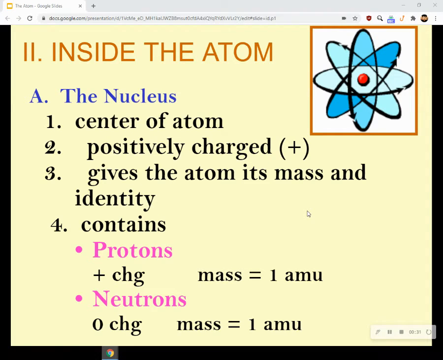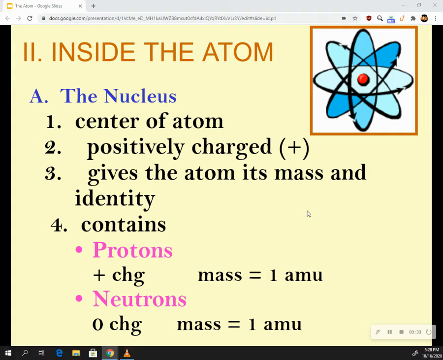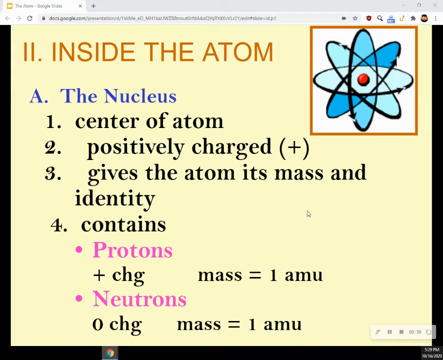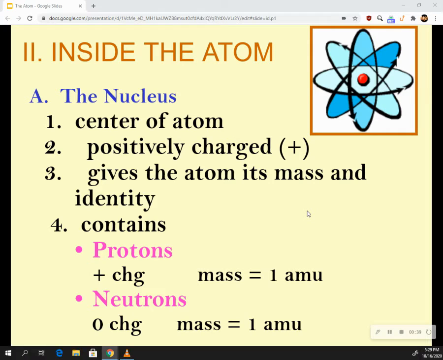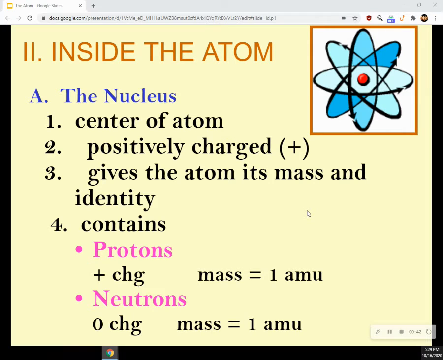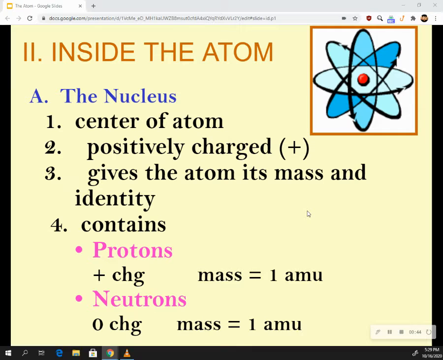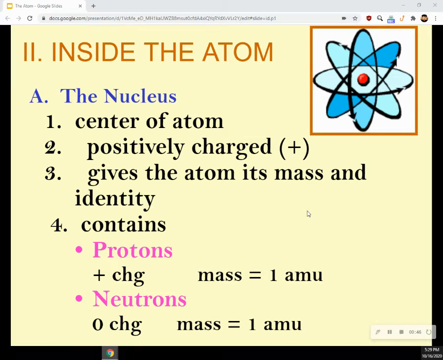So when you look at a lovely, beautiful periodic table, it gives you the atomic mass unit, which is basically your mass number. That is going to tell you how many protons and neutrons are found on average inside a nucleus.